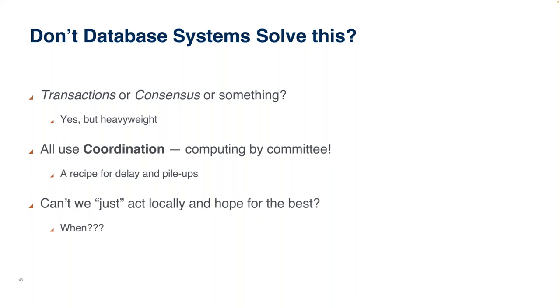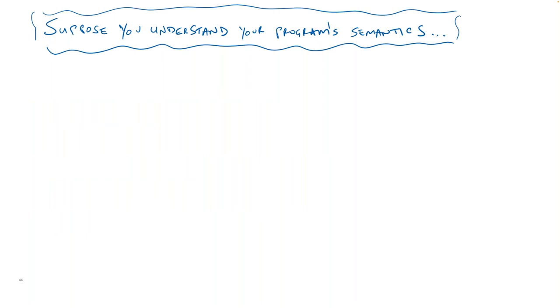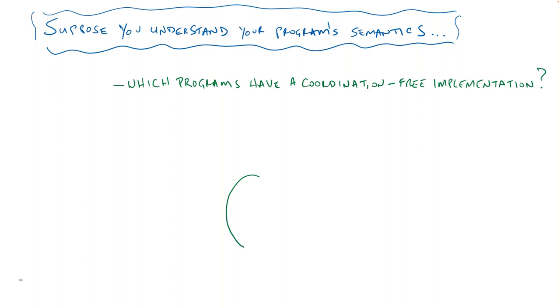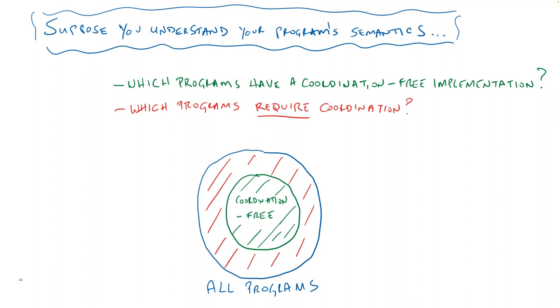Now in serverless functions, there's no memory, so you can always act locally because no one can hear what you're doing anyhow. But if we wanted to have state in our functions, how would we know it's safe to compute without coordination? And when do we need to use coordination? So this is actually an interesting problem that we worked on in research. Suppose you understood everything about your program. Which programs can be made to work without coordination? Call those the coordination-free programs. Which programs absolutely require coordination? No smart developer in the world could possibly write this program according to spec without using coordination.